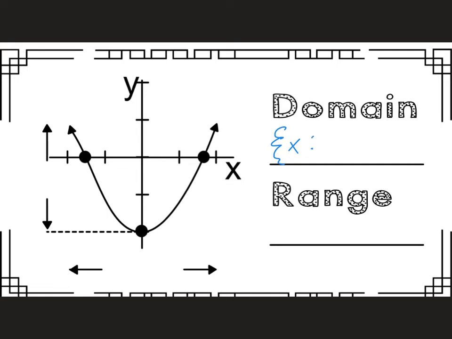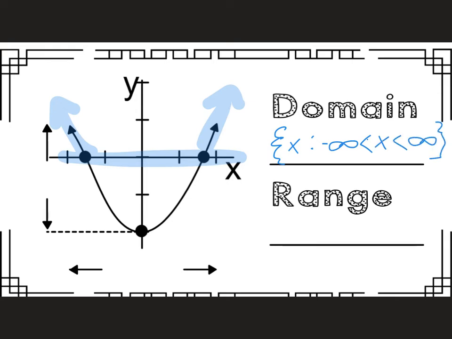Now remember, our x values run this direction, and if you notice, there are arrows that take it in that direction, so it's going to go from negative infinity to infinity again. Which means it's going to be all real numbers. So all real numbers for our domain.